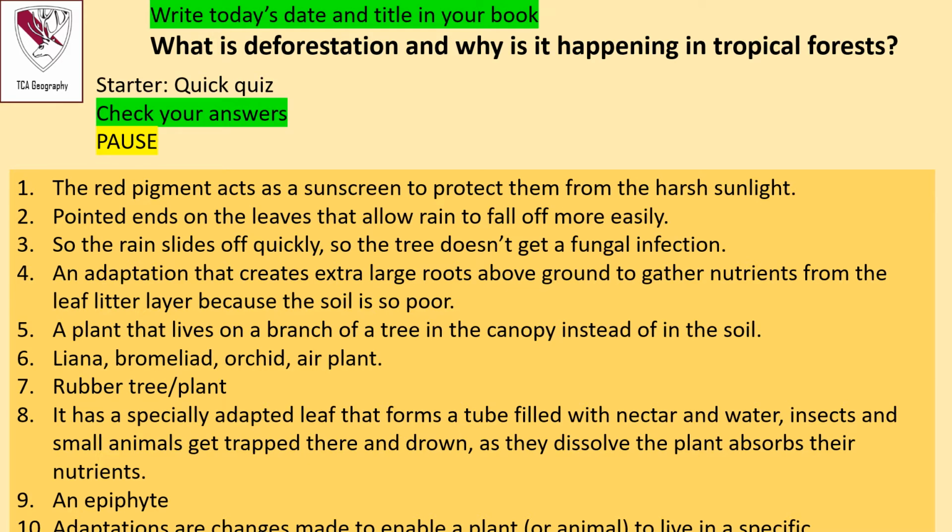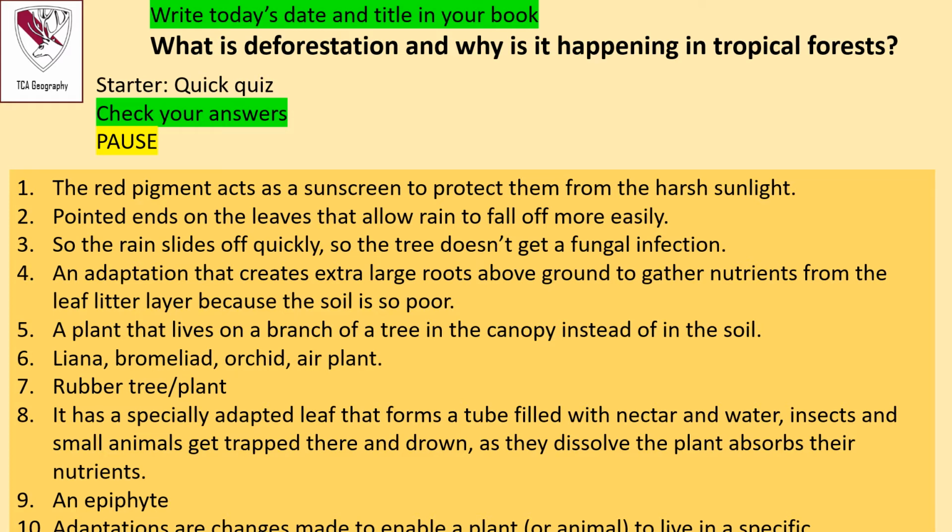Number 5, an epiphyte is a plant that lives on a branch of a tree in the canopy instead of in the soil. It lives there because there is more light there and because there isn't such a great advantage of being in the soil as the soil doesn't have very many nutrients. So the epiphyte can take its nutrients from the air and the moisture around it.